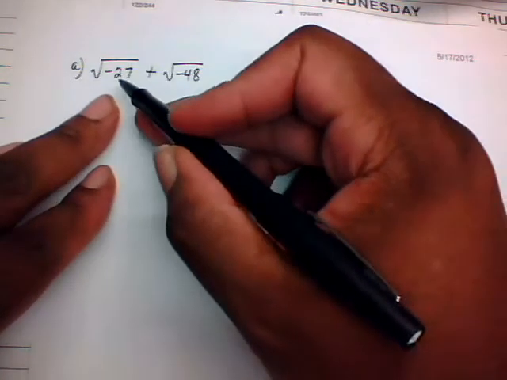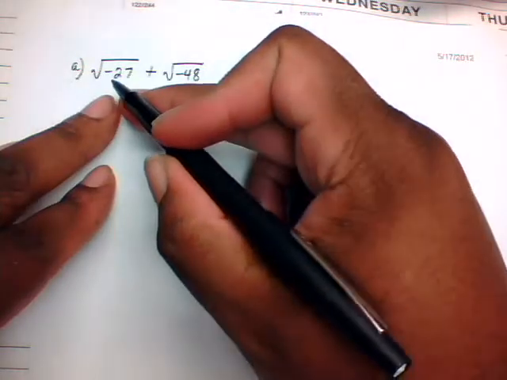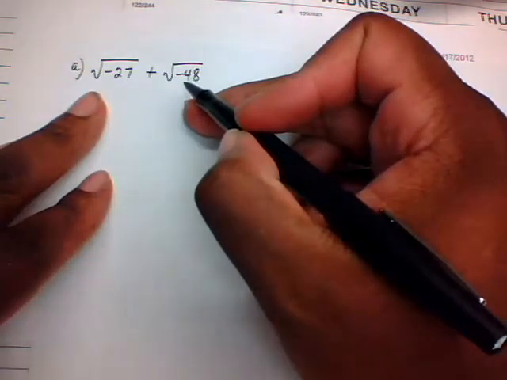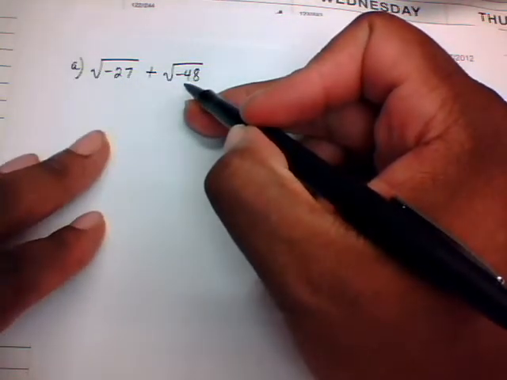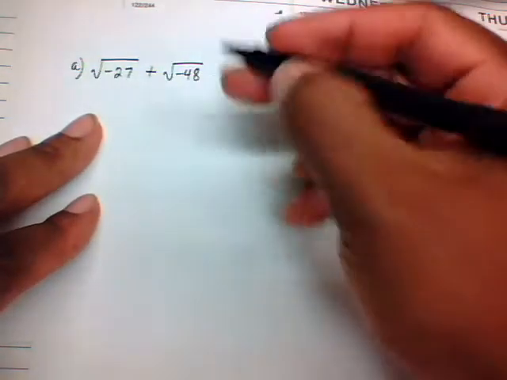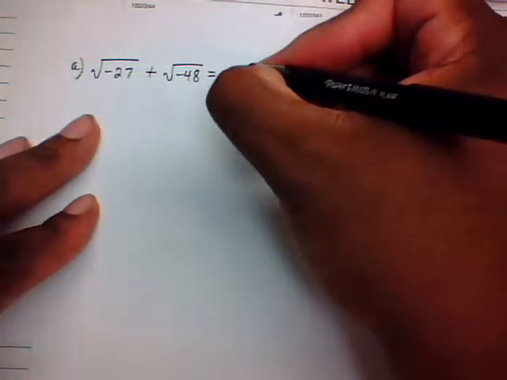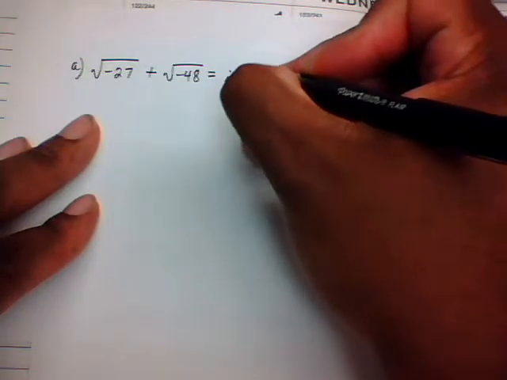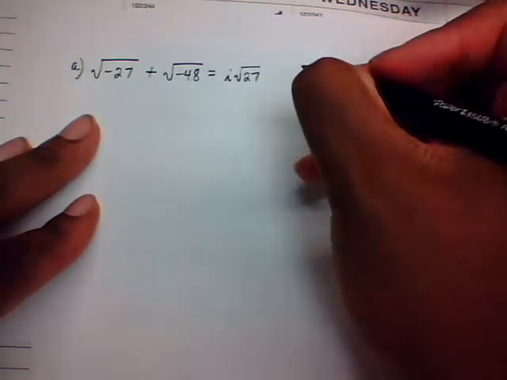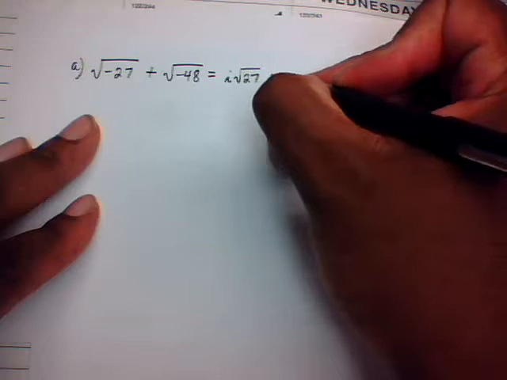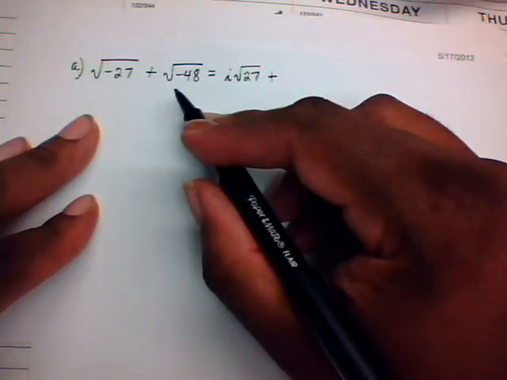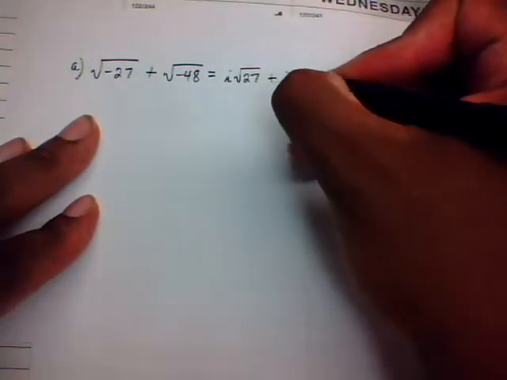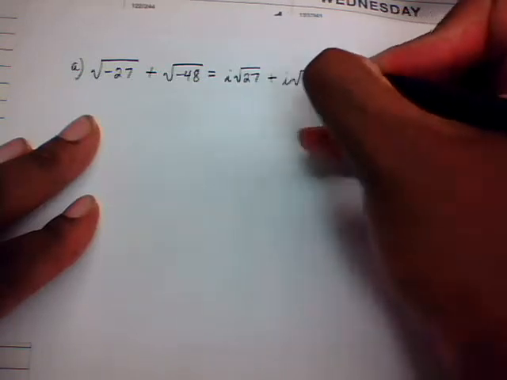Now, first of all, we need to express these in terms of I. Each one of them has a negative sign underneath it, so that means negative 1 is involved. So the square root of negative 27 will be expressed as I square root of 27, and then plus the square root of negative 48 can be expressed as I square root of 48.